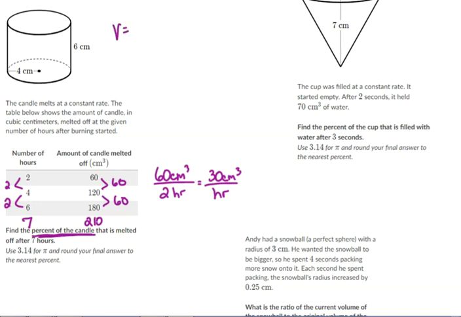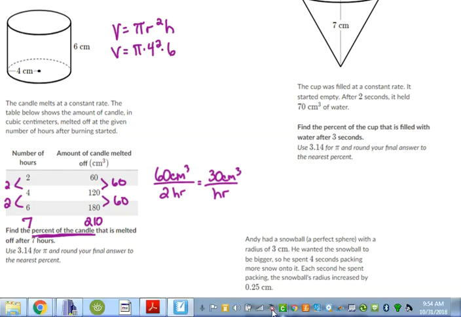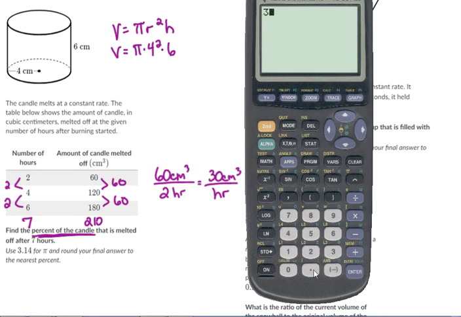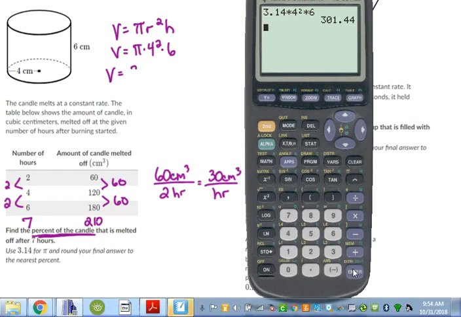I need to come up here and find my volume, pi r squared h. So pi, r is 4 squared, h is 6. It says use 3.14 for pi and round your final answer to the nearest percent. So let's use 3.14 for pi. So our original volume is 301.44.